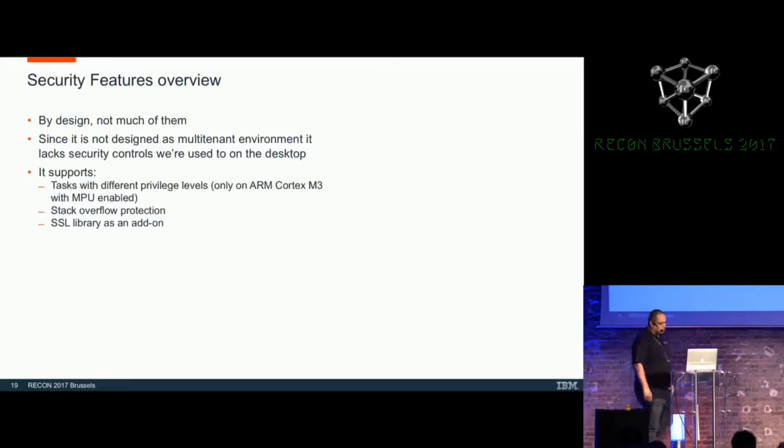So this operating system is using another library which is very nice and small and supports everything that you actually need. It has some rudimentary stack overflow protection, and it supports different privilege levels for the tasks. But that is limited only to Cortex-M3 devices, which have a memory protection unit. So in this case, you can create tasks of different privileges.